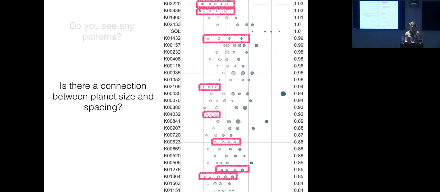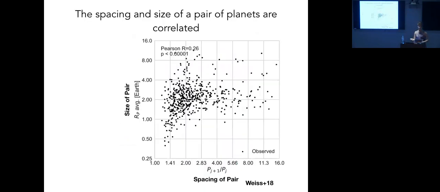So the next question that I asked was whether there's a correlation between the planet sizes in these compact systems and the orbital period spacing. So for each pair of planets, we plotted their period ratio on the x-axis, and their average size on the y-axis. And you can see there's significant structure to this plot, where the smallest planets are all very close together. And then the slightly larger planets can be a bit further apart.